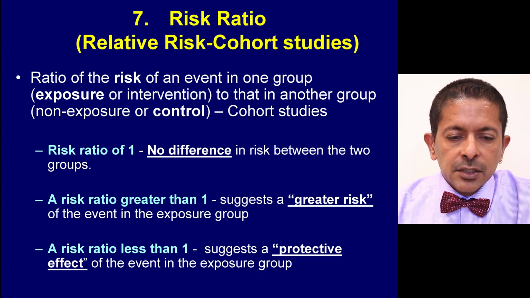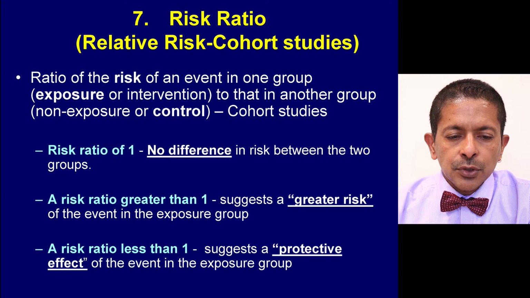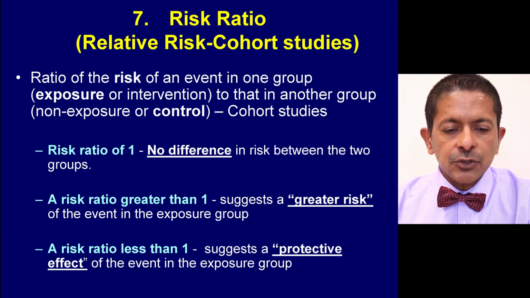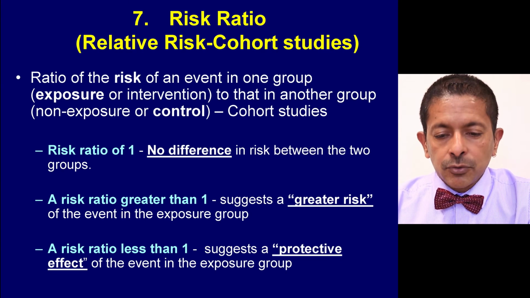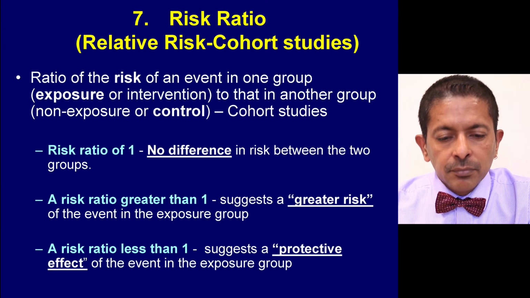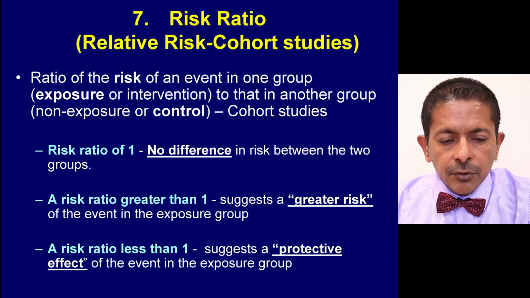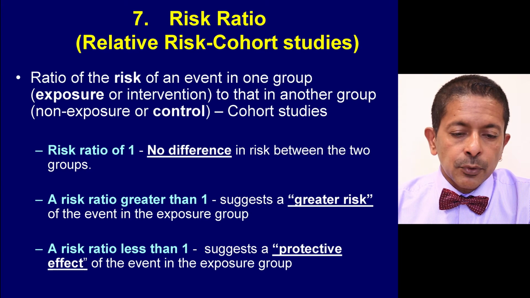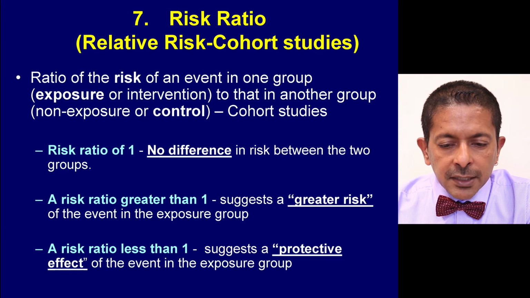Let's move on to risk ratios or relative risks. Now, these are used in cohort studies, and by definition, it's simply the ratio of the risk of an event in one group that was exposed or offered an intervention, be it TB treatment, antiretroviral treatment, whatever, to that in another group which was non-exposed to that same kind of treatment. Now, you get relative risks in cohort studies.